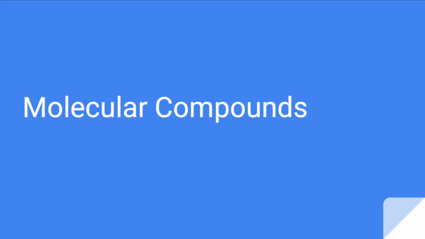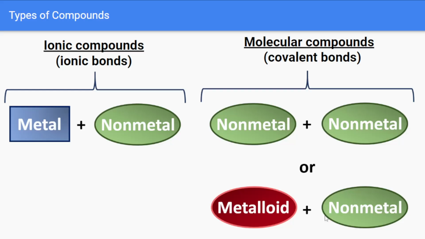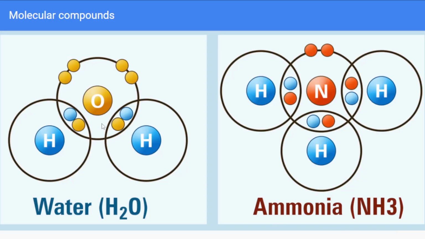In this video, we'll discuss how to name and write formulas for molecular compounds. Remember that ionic compounds and molecular compounds are different, where ionic compounds have ionic bonds, and those are between metals and nonmetals, where molecular compounds have covalent bonds between nonmetals or metalloids and nonmetals. Now, with covalent bonds, that's just the sharing of electrons between atoms.